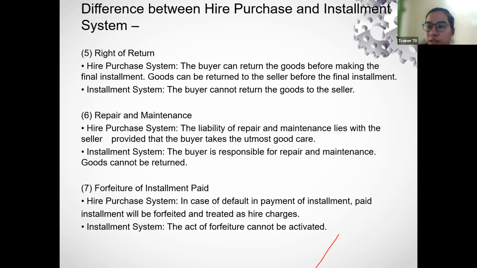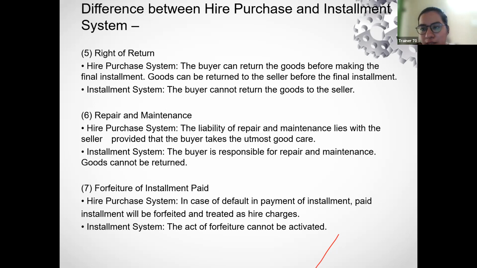Next is right to return. Under hire purchase, you have the right to return the goods before making the final installment. Just like I said, after 2.5 years, I felt that I don't need that machinery anymore. So I can call the vendor and tell him to take away the machinery. But in case of installment, I can't do that. I can't call the shop owner and tell him, I don't want your phone anymore.